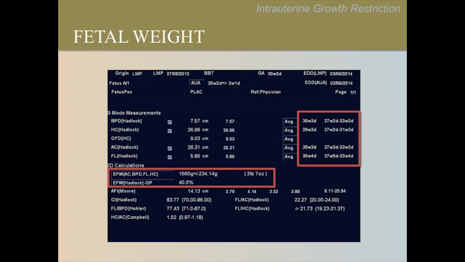The red box on the left shows the overall estimated fetal weight in grams and also assigns a percentile score to fetal growth, in this case 40%, which is very normal. For a diagnosis of IUGR, fetal growth must be less than the 10th percentile.